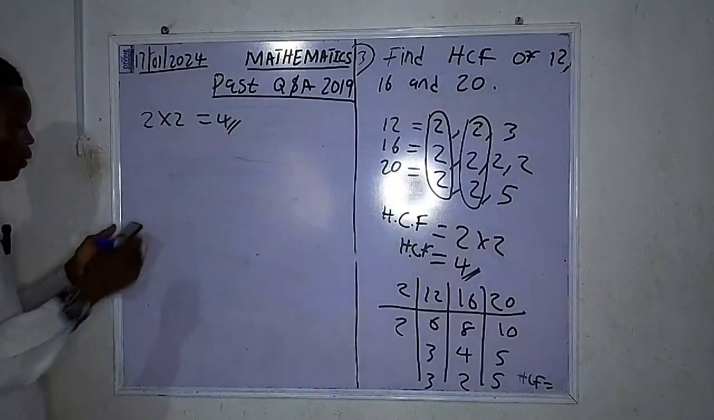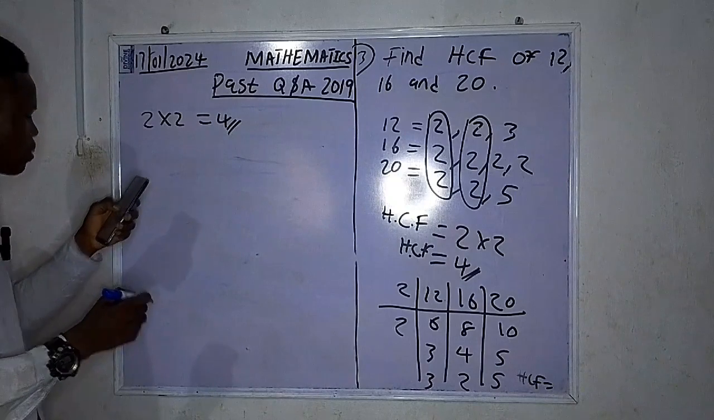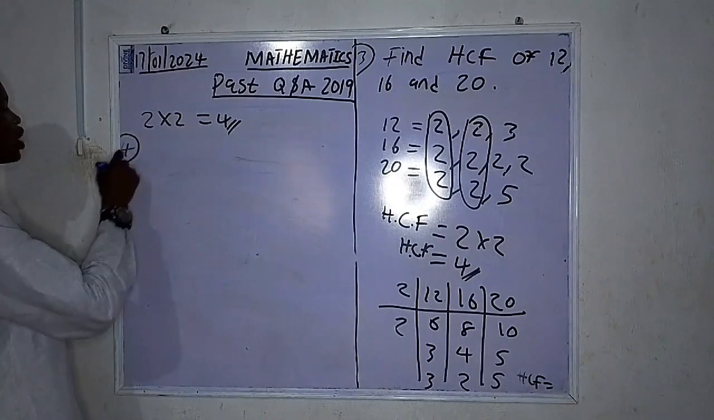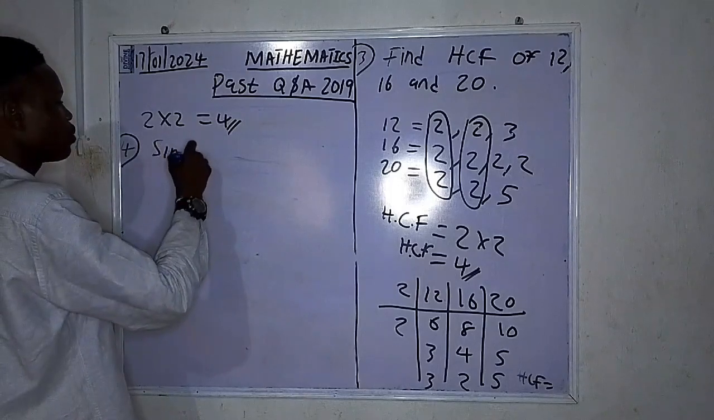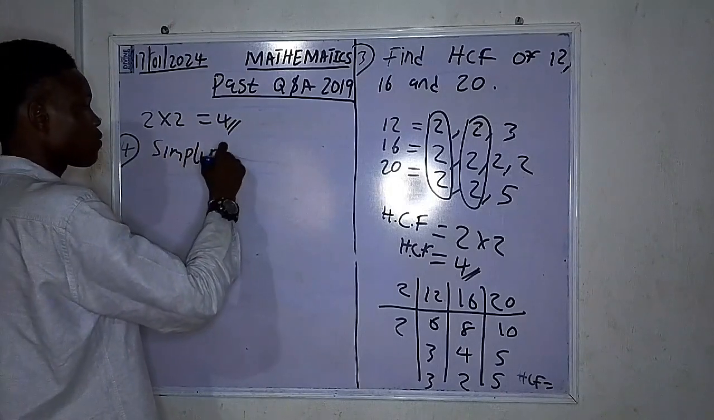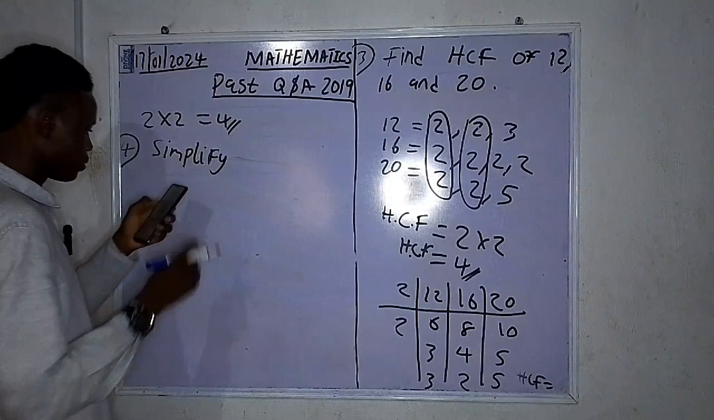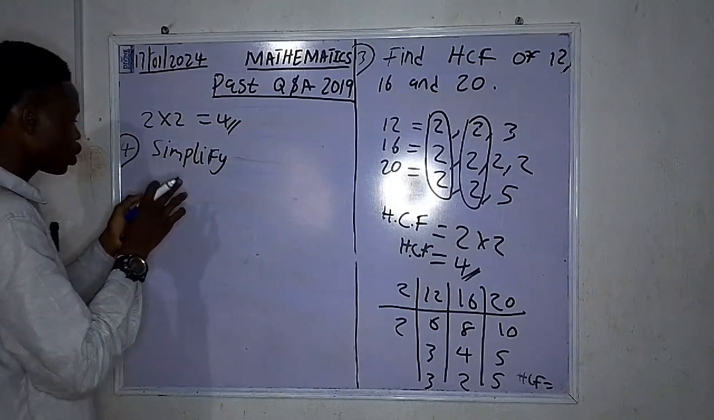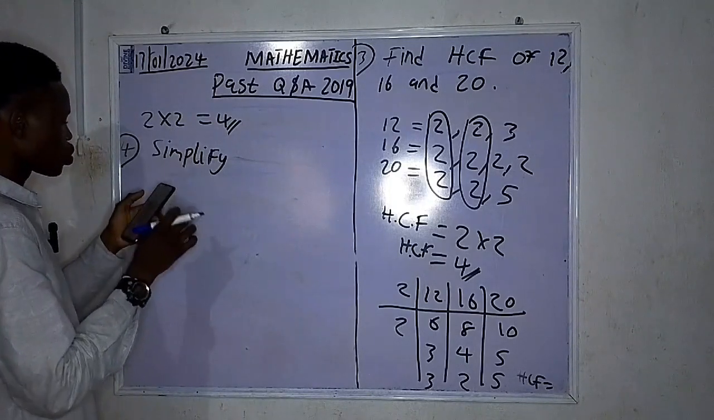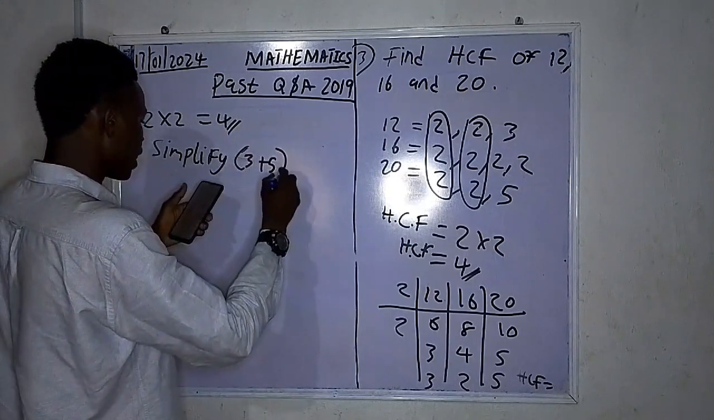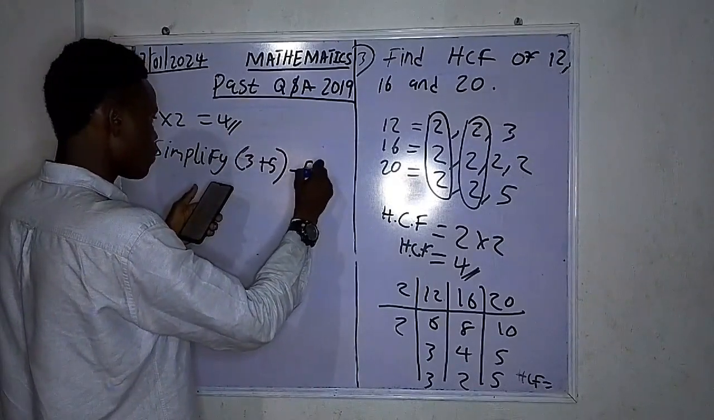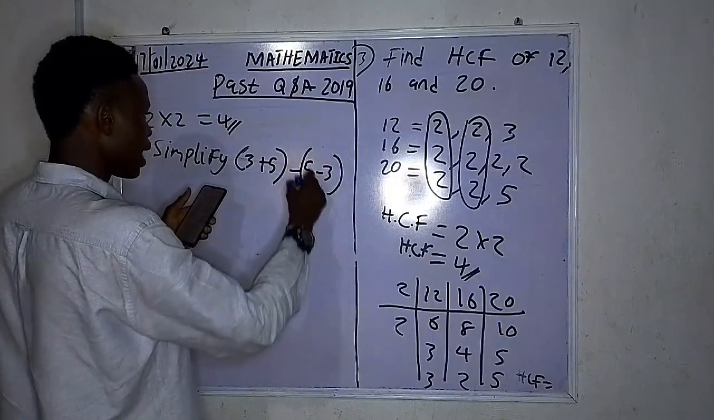Okay, now our fourth question is simplify. Wow, this is one of my favorite maths because it's very simple. Simplify, and if you won't see it, I'm sure you will like it. Simplify. Now what are we simplifying? The question says, number 4, we should simplify open bracket 3 plus 5 close bracket minus 5 minus 3 in a bracket too.